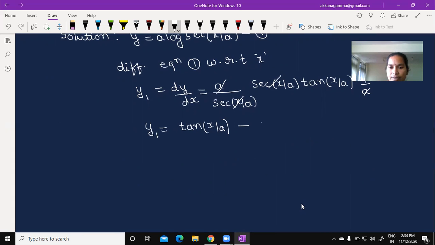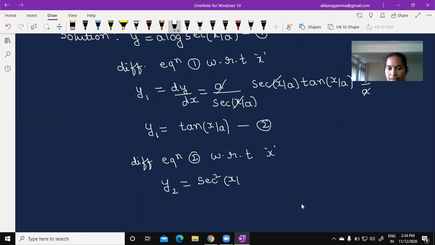Now I'll call this equation 2. We also have to find the second derivative, so differentiate equation 2 with respect to x. I am using the notation y2, nothing but d square y by dx square. The derivative of tan x by a is secant square x by a into the derivative of x by a, which is 1 by a. So this is my y2.